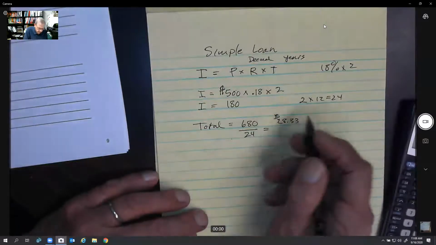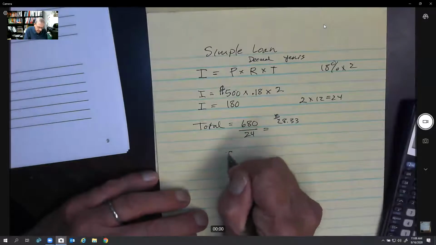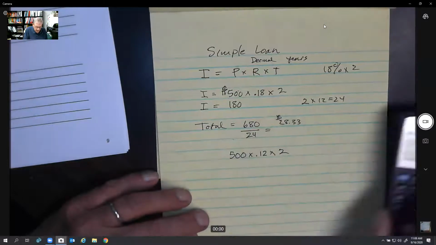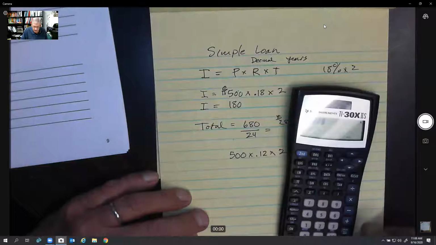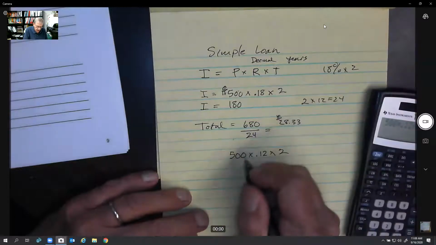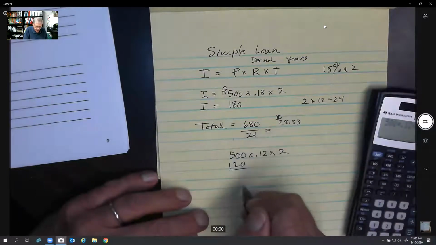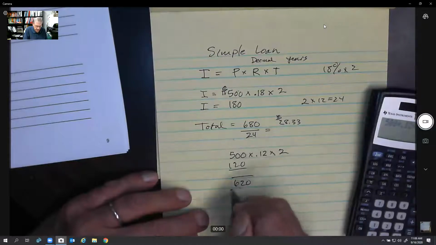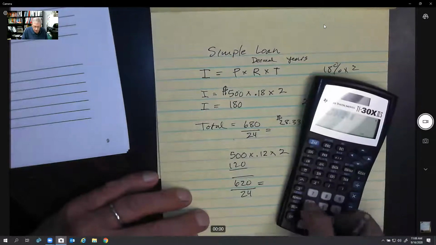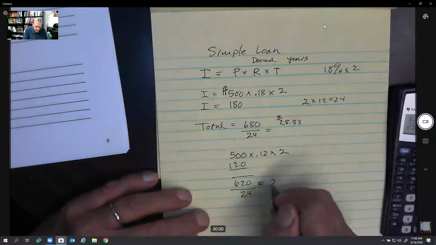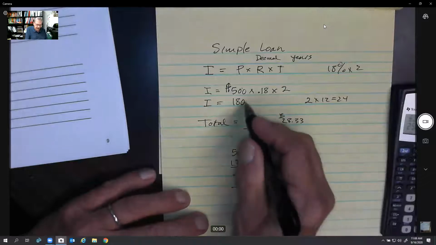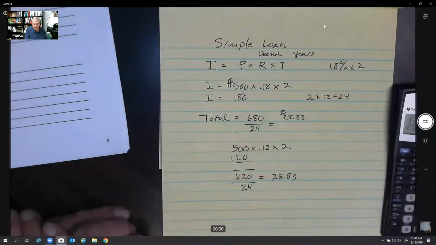Now, if they bring down the interest rate to 12%, let's see what happens to that. 500 times 0.12 times 2 years. So the lower interest rate brings it down to 120. So now you're paying a total of 620. You divide that by 24, and let's see what happens. 620 divided by 24, $25.83. So it brought it down a few bucks per month. But over a period of time, you're going to save yourself $60 over 2 years.